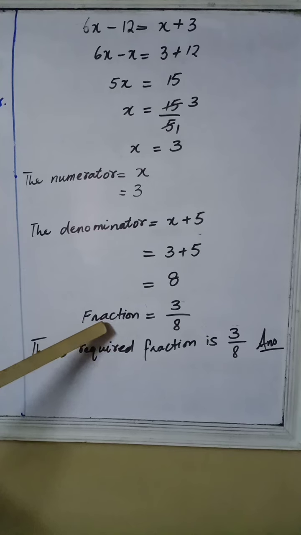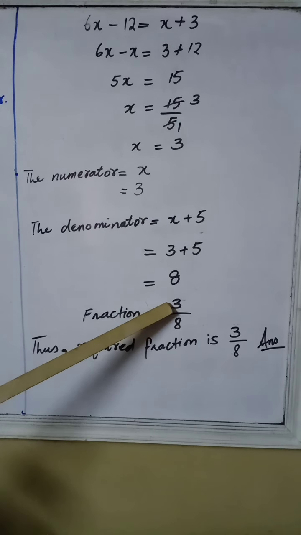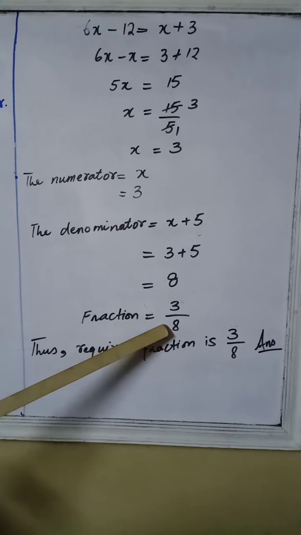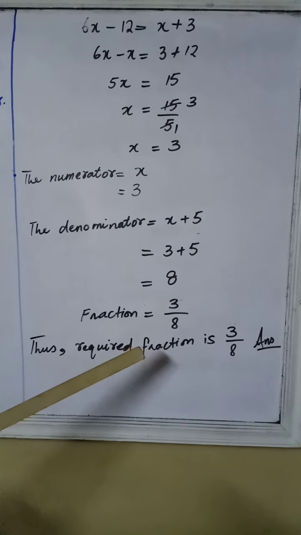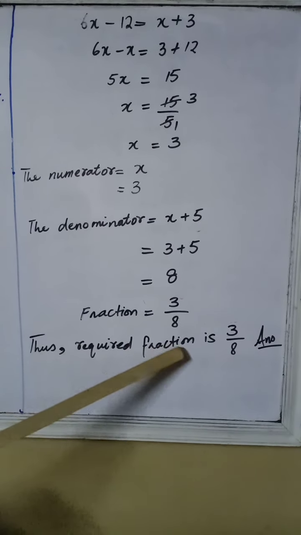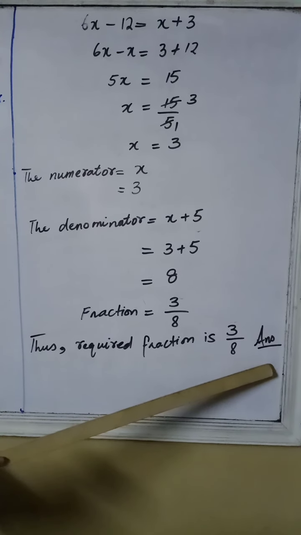In a fraction, we write the numerator on the top and the denominator on the bottom. So 3 divided by 8 is our fraction. Thus the required fraction is 3 divided by 8.